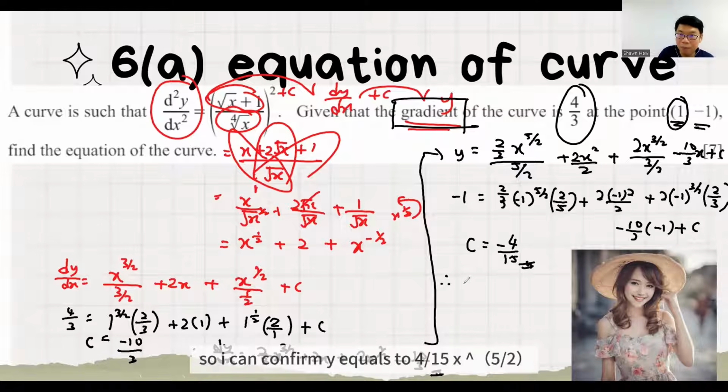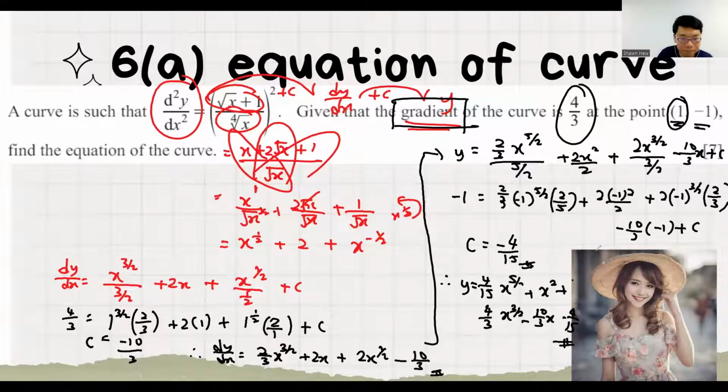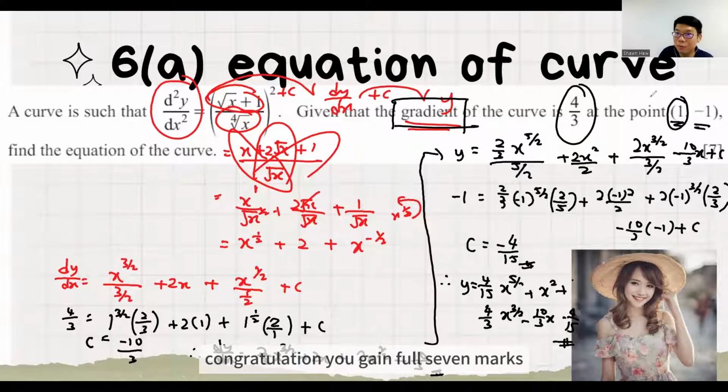So I can confirm y equals 4 over 15 x power 5 over 2 plus x squared plus 4 over 3 x power 3 over 2 minus 10 over 3 x minus 4 over 15. Congratulations, you gain full 7 marks.